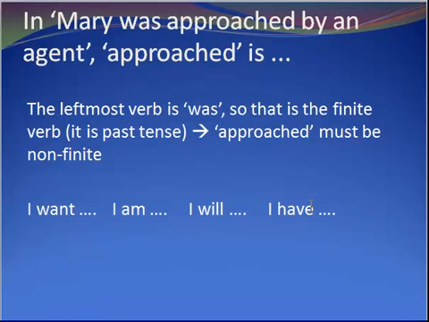And in fact, this sentence is again a passive sentence, which you can tell from that by phrase here. So Mary was approached by an agent, an agent approached Mary. Okay, so that's another participle.